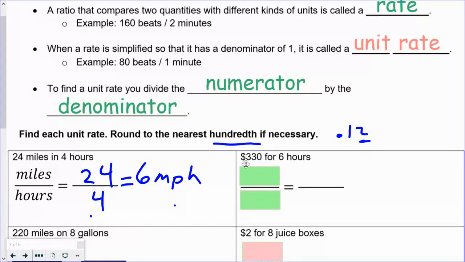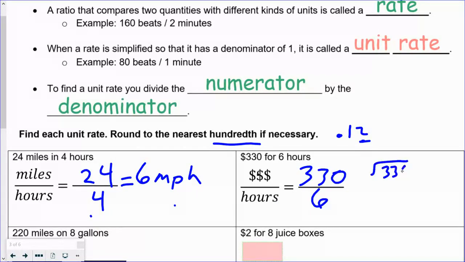Okay, so now we have $330 for 6 hours. Okay, so our money's going to go on top and our hours on the bottom. Okay, so we got our $330 in 6 hours. Now that one's a little bit harder to do, so we're going to take our division. Okay, 6 can't go into 3, but it can go into 33 5 times. And then we get a 3. And it goes in another 5 times.